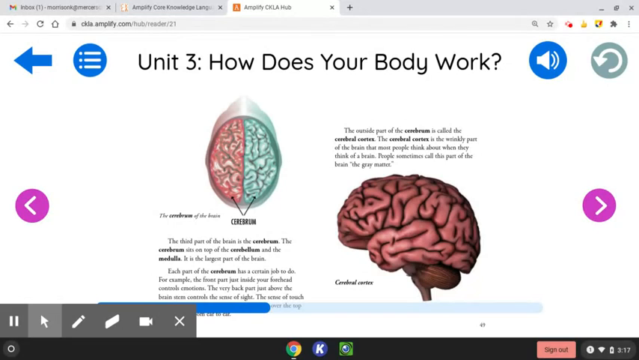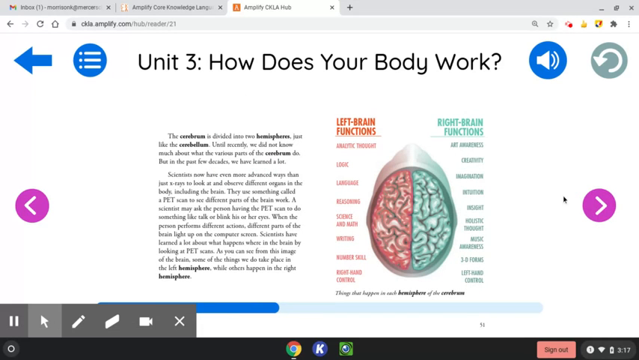The cerebral cortex is the wrinkly part of the brain that most people think about when they think of a brain. People sometimes call this part of the brain the gray matter. Okay, so they're showing you where the cerebrum is up here, and then over here, this is the cerebral cortex. The cerebrum is divided into 2 hemispheres, just like the cerebellum.